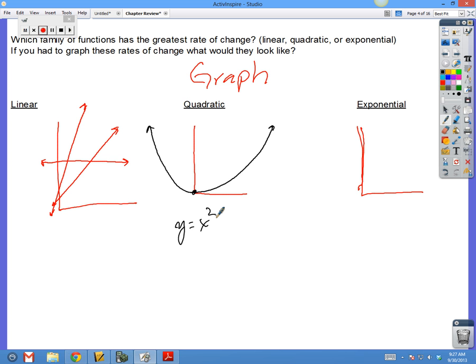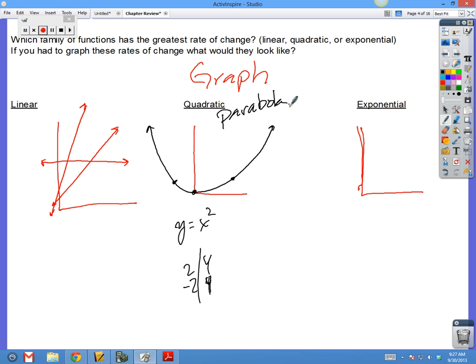squared, if I plug 2 in, it gives me a 4. So if I go over 2, up 4, but if I plug the negative 2 in, it still gives me the same answer, 4. So any dot you have here, you're going to have a corresponding dot over here. And this takes the shape of a parabola.